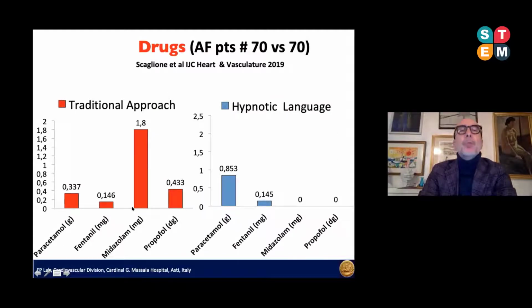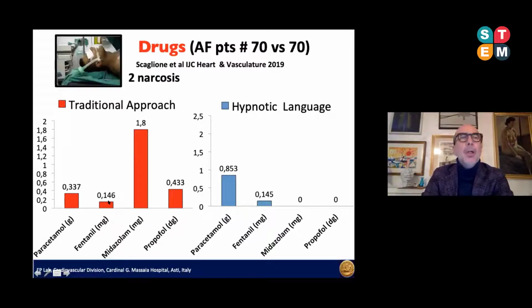And what about drugs? I think that this graphic is also impressive because you may see here that in the hypnotic language group, we used the hypnotic communication in an adjunctive way just with paracetamol or fentanyl. While if you consider the traditional approach, you have to use propofol sometimes, midazolam, and above all, in 2 cases, 2 patients required narcosis to manage the procedure. And I think this is quite impressive.